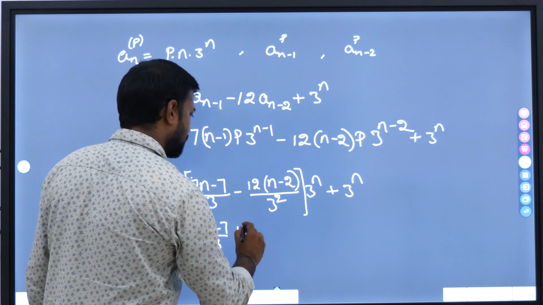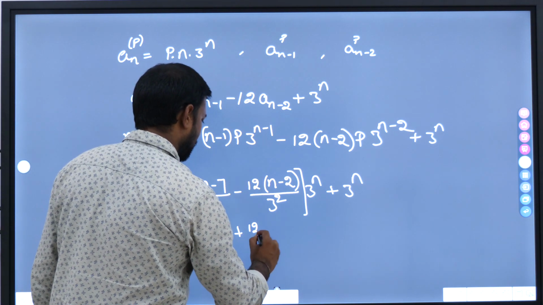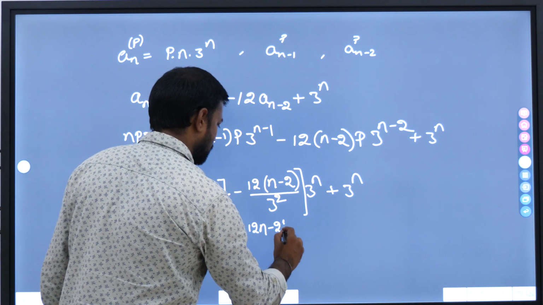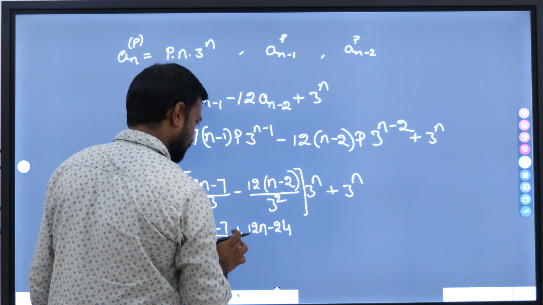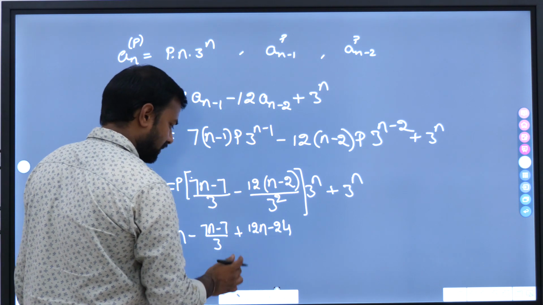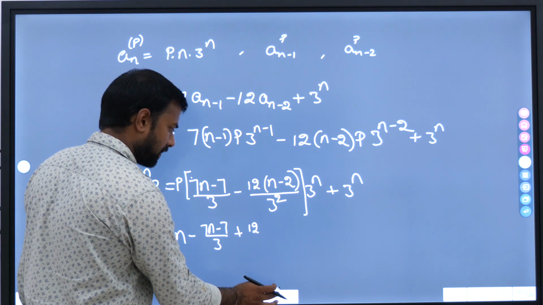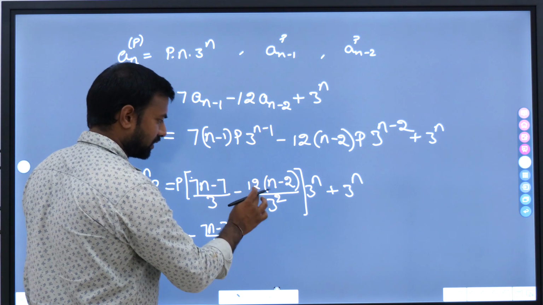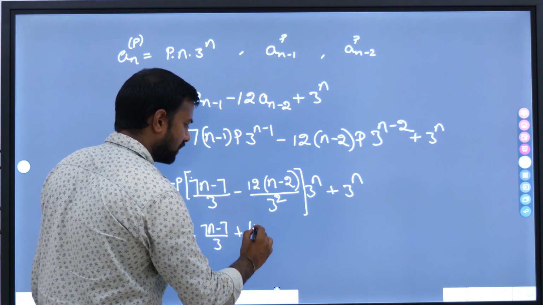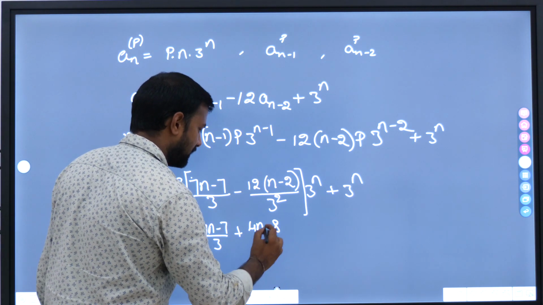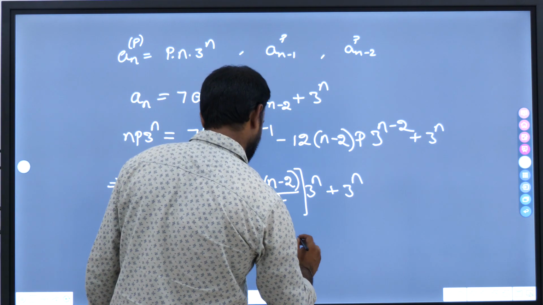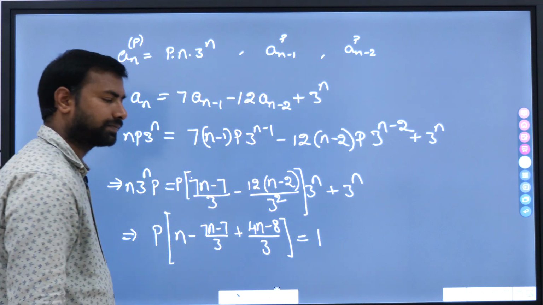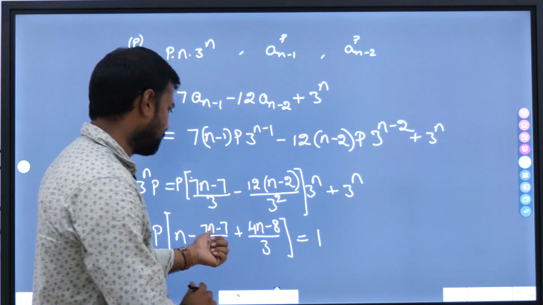This becomes plus now. This is 12n minus 24. I hope we can cancel 3 here. So if I cancel with 3, we will have 4. So this is (4n minus 8) divided by 3 equal to 1. Okay. Now we need to simplify this.